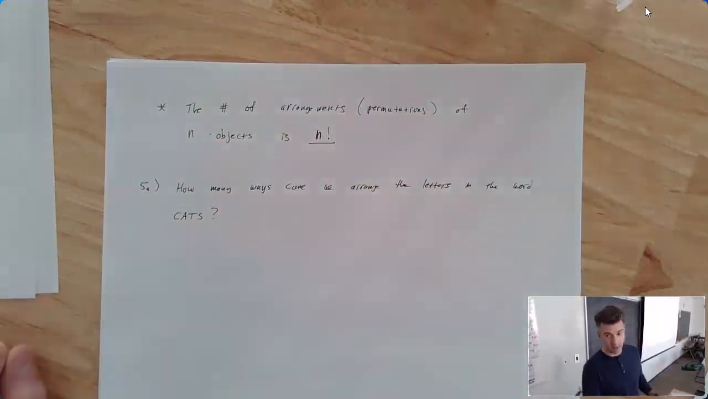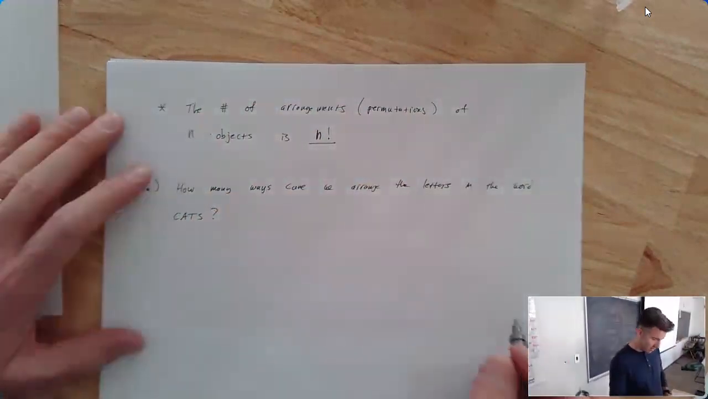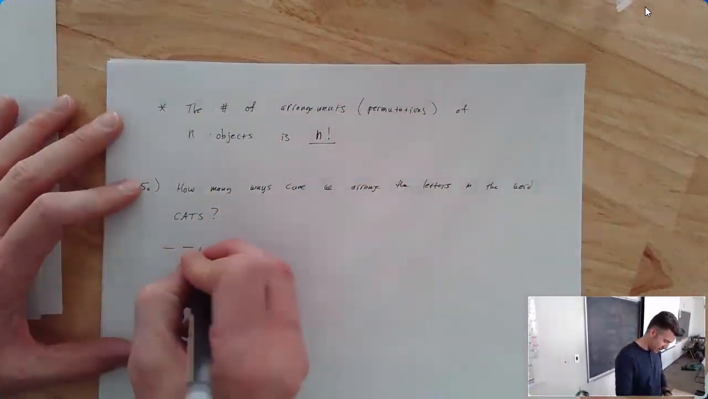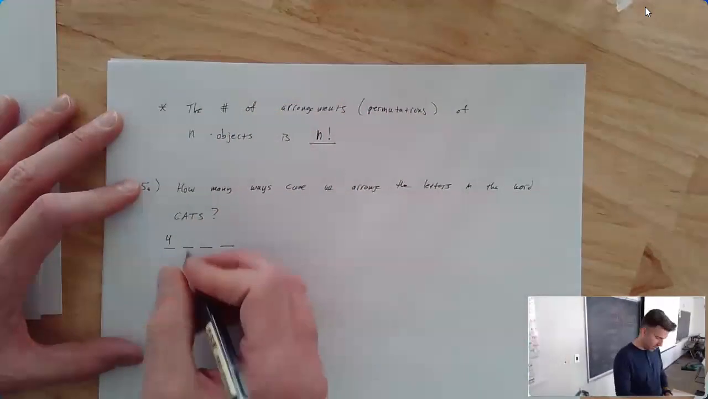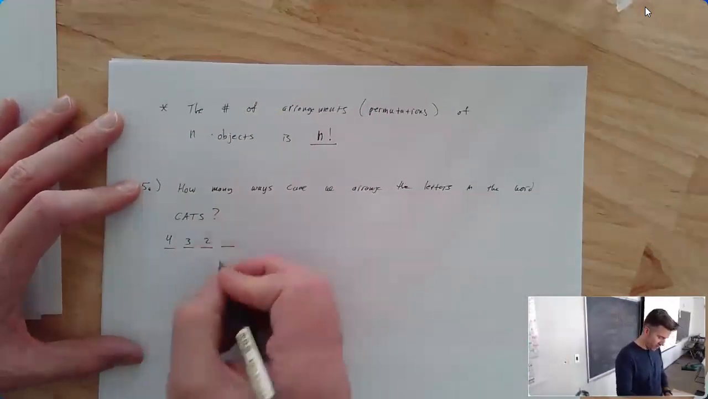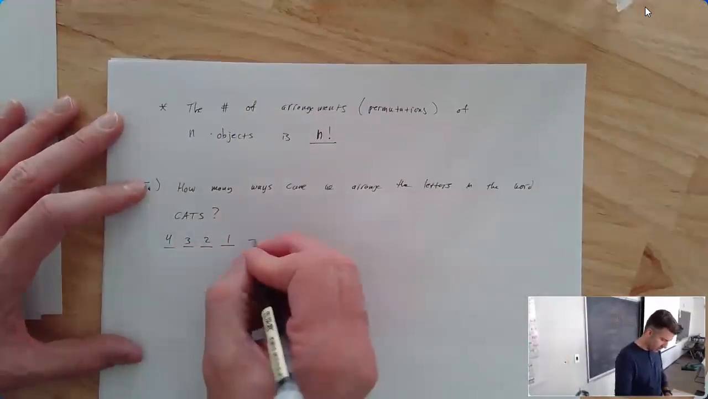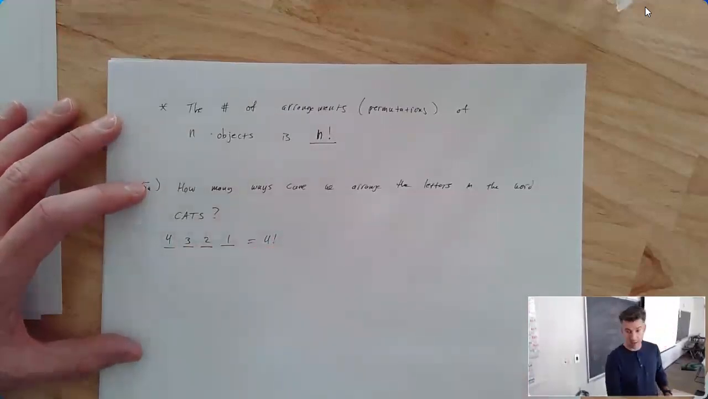Well, I've got 4 different letters, and there's 4 different spots that they can go in. So we could do it the long way, right? We could be like, okay, well, there's 4 slots. There's going to be 4 choices for the first slot, 3 choices for the second, 2 for the third, 1 for the last, which is 4 factorial. We can even start to write them out, right?